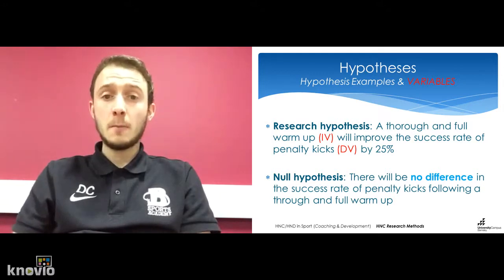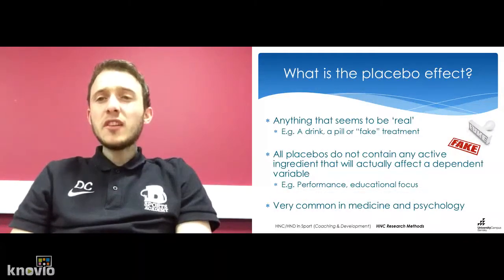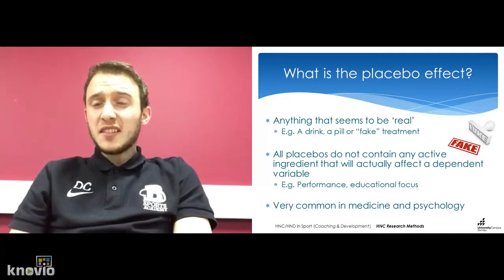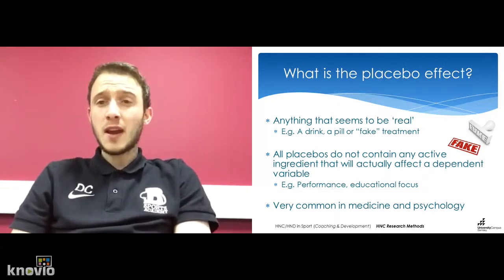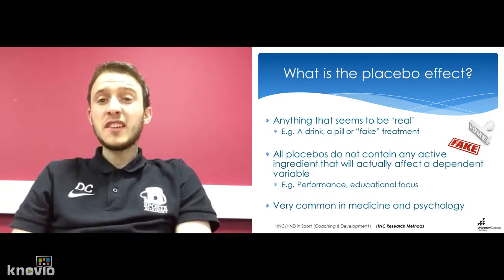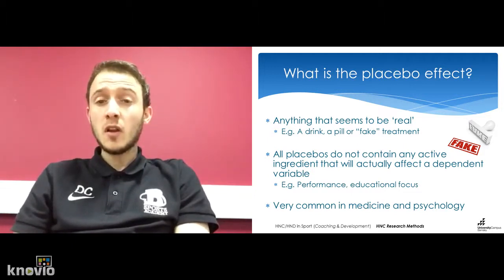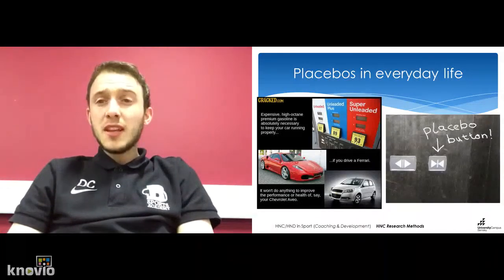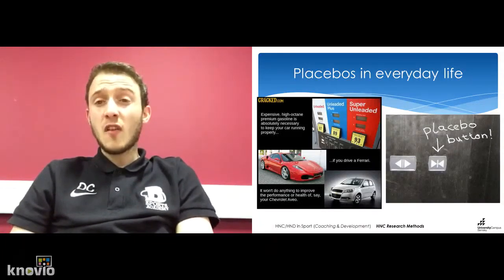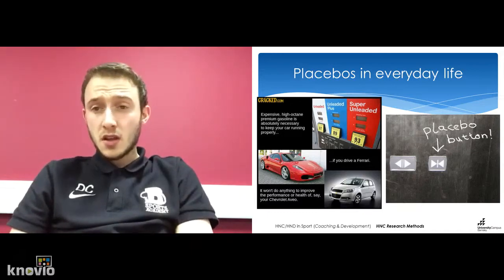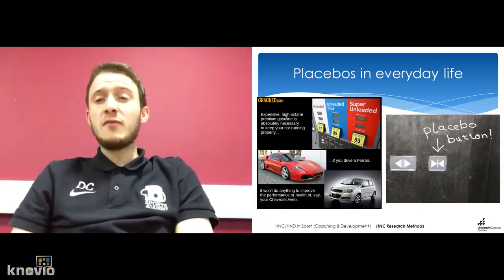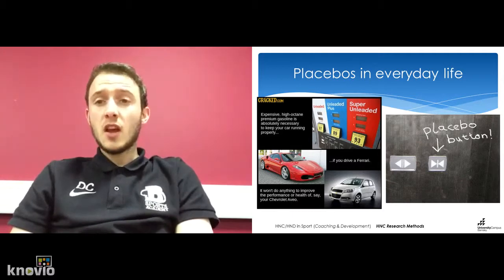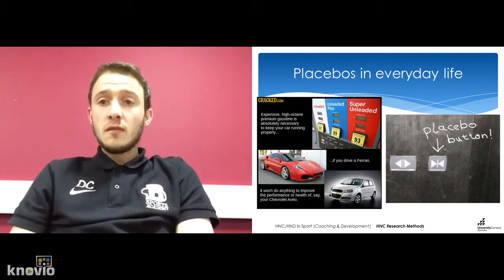We then moved on to discussing the placebo effect, which in essence is something that seemed real to the participant. It involves the use of deception to make the participants believe that they are actually taking part in or taking a supplement, when in actual fact they're not. Placebos are generally used to test the effectiveness of an actual product or situation. Now, we spoke about placebos in everyday life, for example buttons in lifts and different types of petrol. There are plenty of them.